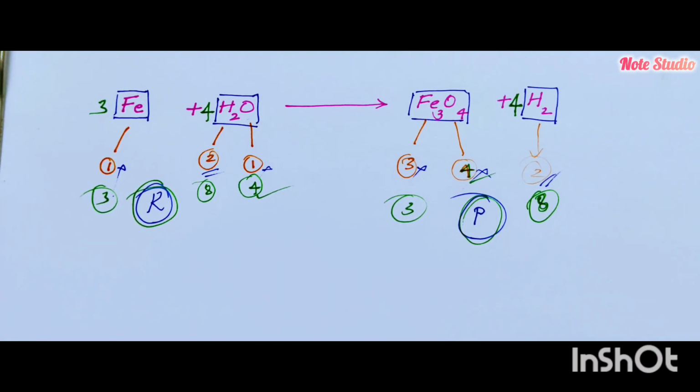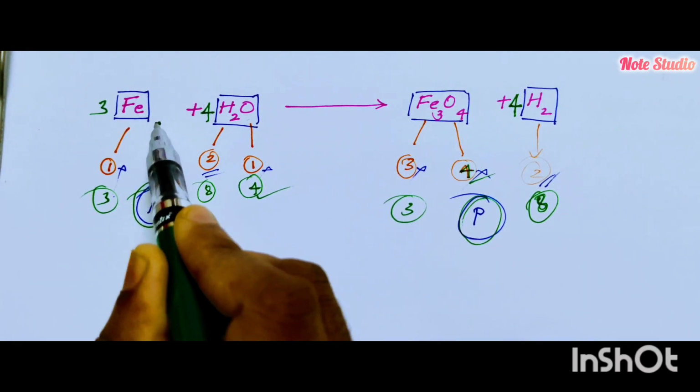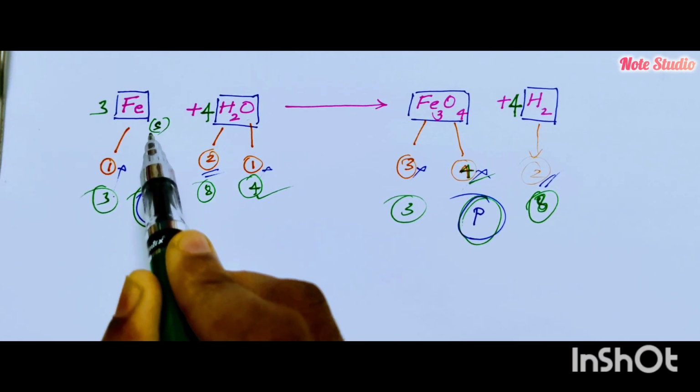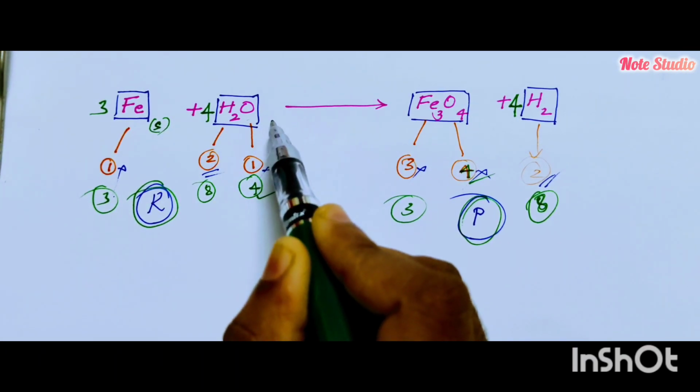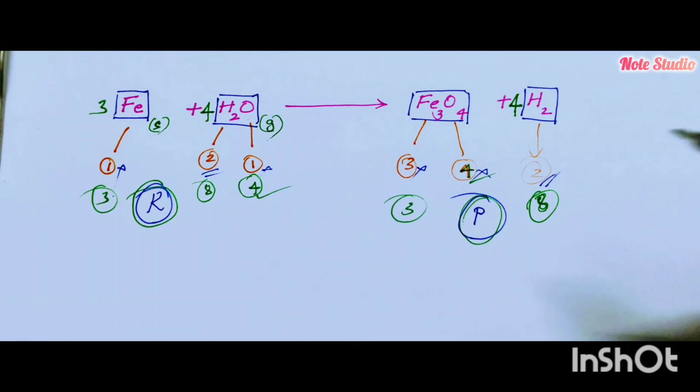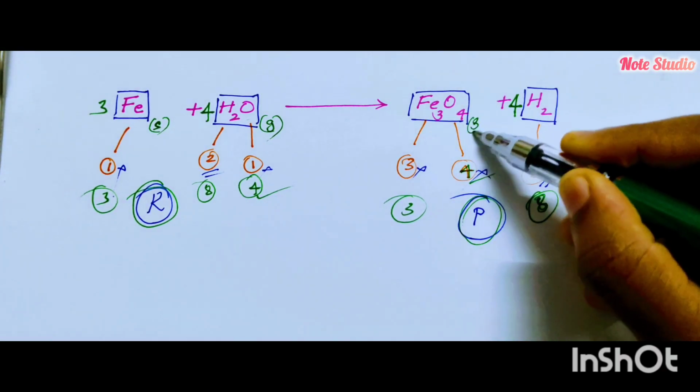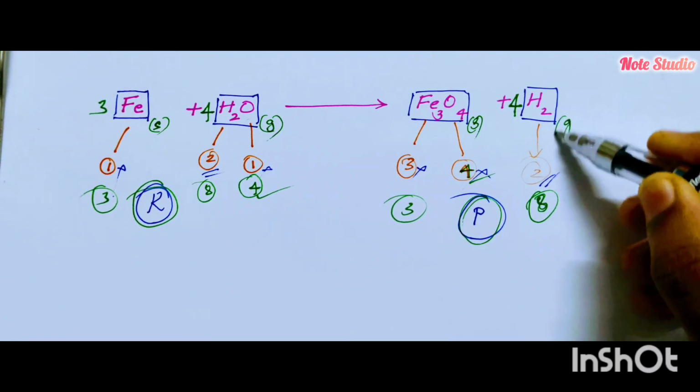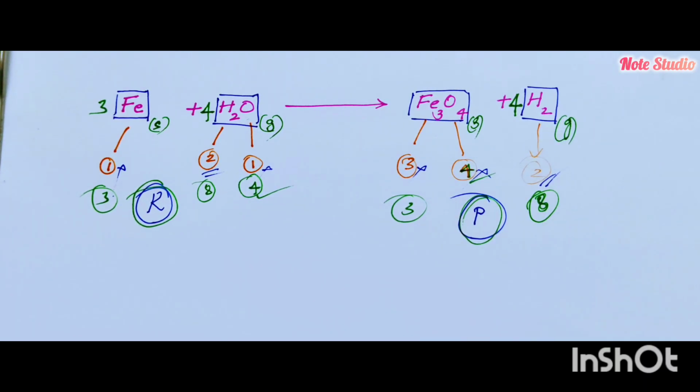And finally, as per your questions, you can mention the physical state also. If the question demands to write the physical state, then you can go for it. Here solid iron has been taken, so we are writing the small letter S. Steam is taken, so we are writing G. This is again solid, small letter S. This is hydrogen in the gaseous form. So this is how we are balancing a chemical equation.